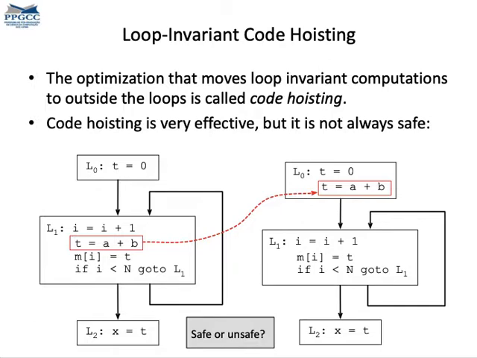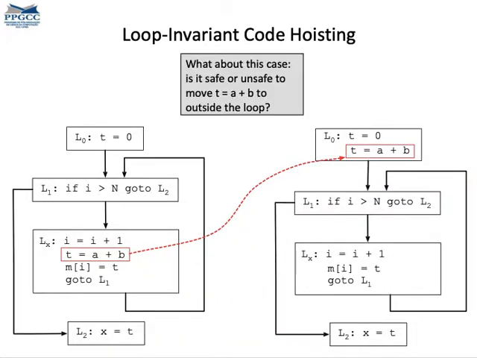But we must be careful because code hoisting is not always safe. For instance, consider this figure. Is it safe to perform the hoisting that we're showing here? Would you like to think about it? Well, here the computation is perfectly safe. And after we hoist the code up, dead code elimination will remove the first assignment to t, which becomes dead.